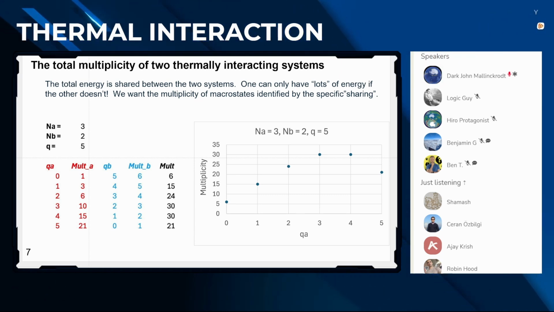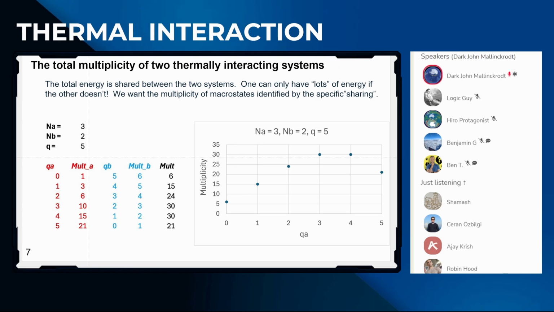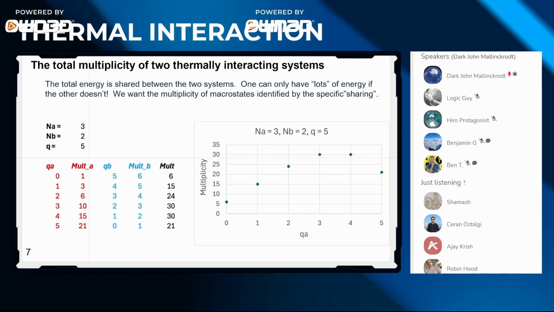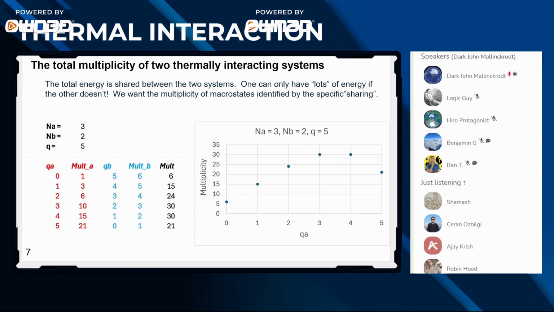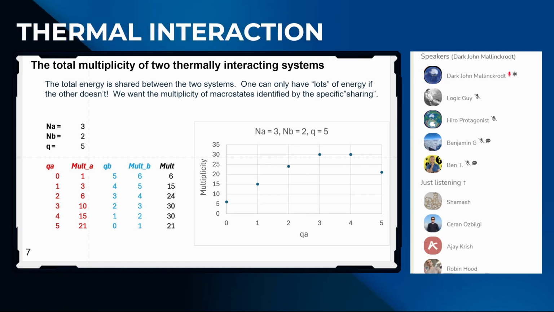And it's important for what comes on to realize that, of course, as I go to the right on my horizontal axis there, I'm decreasing the energy in B. As I increase the energy in A, I am decreasing the energy in B necessarily, because the total is 5. So that's what the multiplicity function looks like. I'm not doing the entropy. This is the multiplicity. I'm not taking the natural log. I'm just plotting the multiplicity.